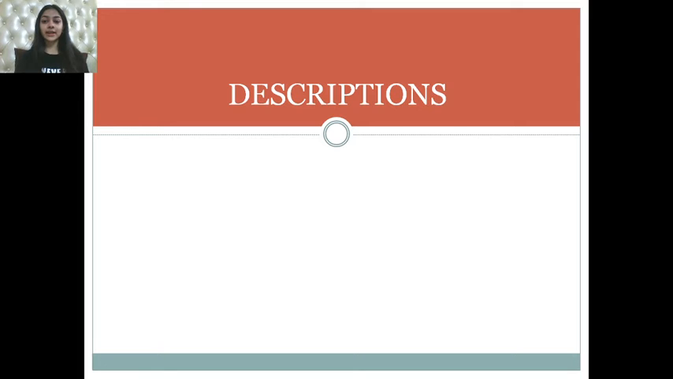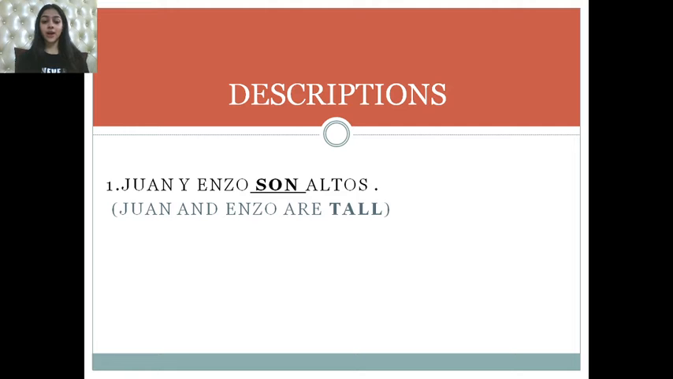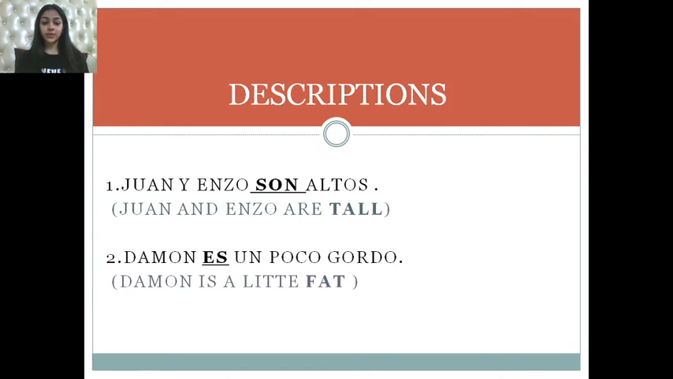Now let's have a look at the examples of each category. Example number 1, for descriptions, is Juan y Enzo son altos. Juan and Enzo are tall. Damien es un poco gordo. Damien is a little fat.